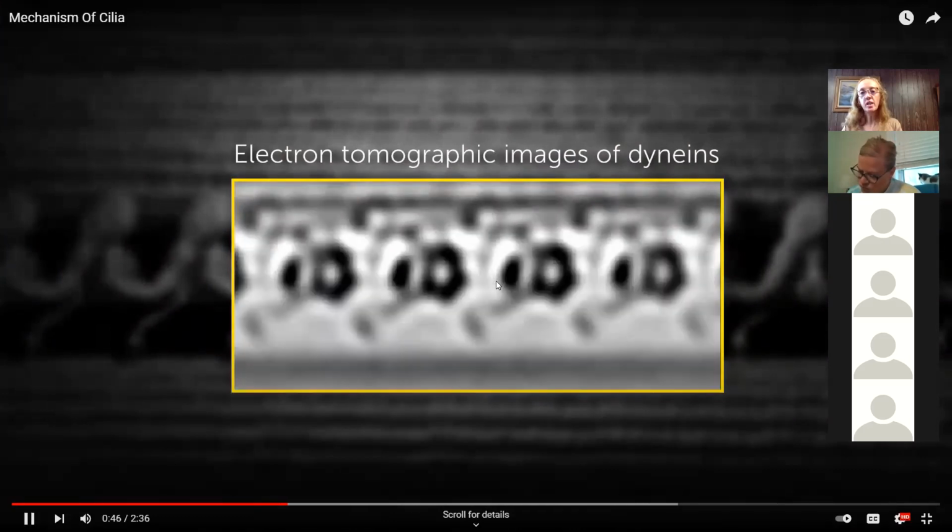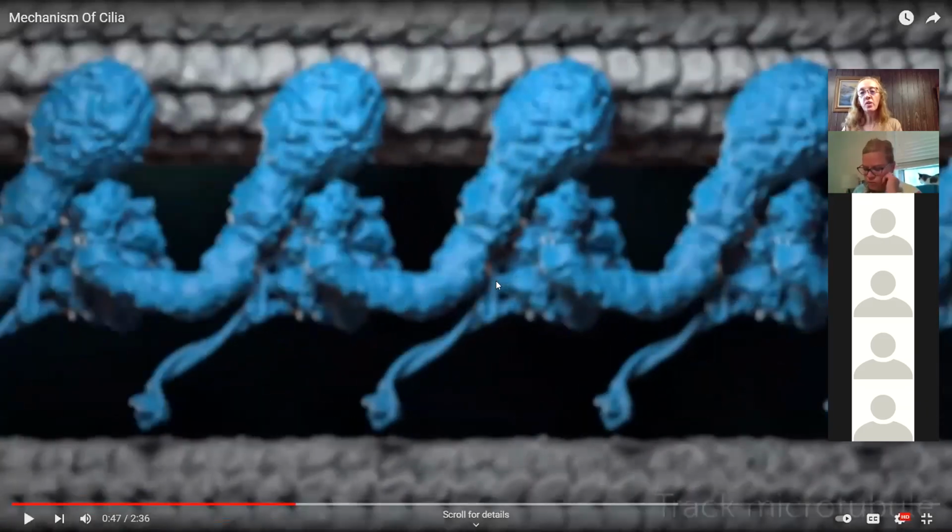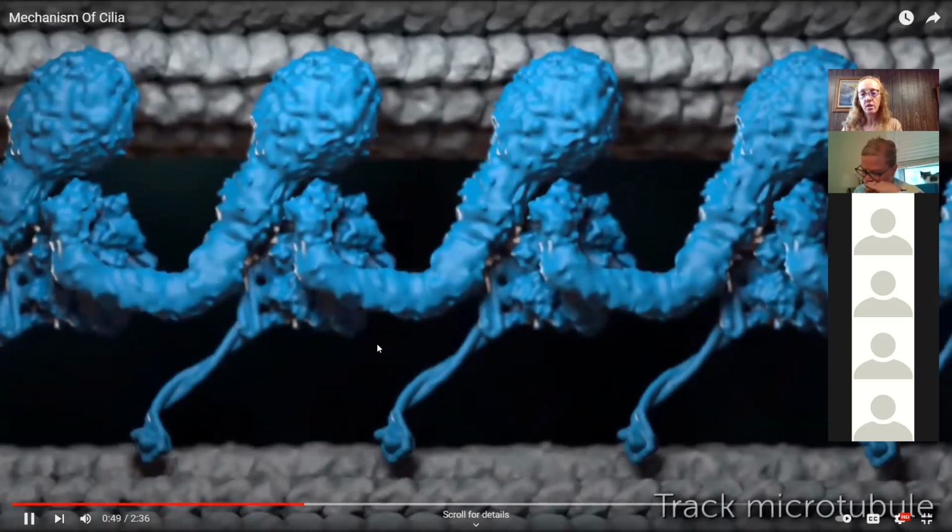Remember that the dyneins are the motor proteins. So they were looking at the dyneins. Demonstrate a detailed stepping mechanism.